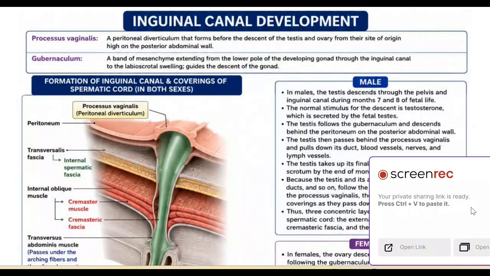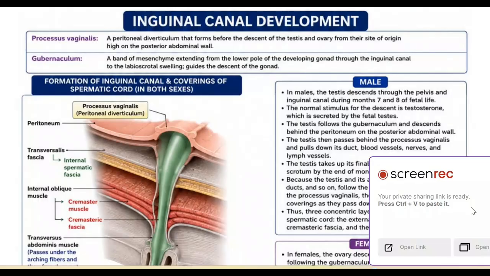So now you have to imagine the embryo at 6 weeks. Neither testes nor ovaries are in their adult positions. Both develop high on the posterior abdominal wall near the kidneys during the embryological life. We already know that. Initially the kidneys, then testes and ovaries, and then we have the posterior abdominal wall. Actually this is the position.